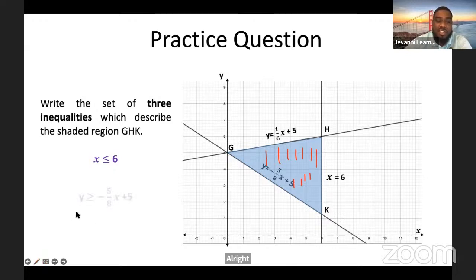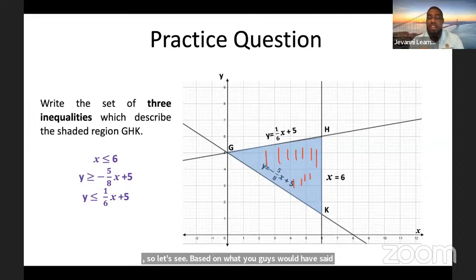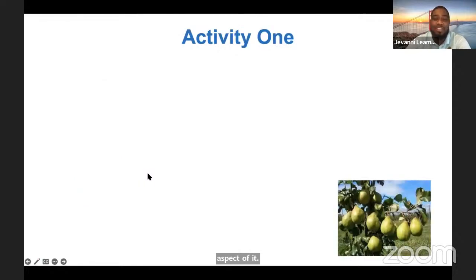All right. So let's see. Based on what you guys would have said earlier, those would have been the answers which most of us actually said. And if we had any issues with that, it would have been highlighted by your fellow students or classmates if need be. All right, so that is the first aspect of it. Now let's move on to what we call Activity 1.